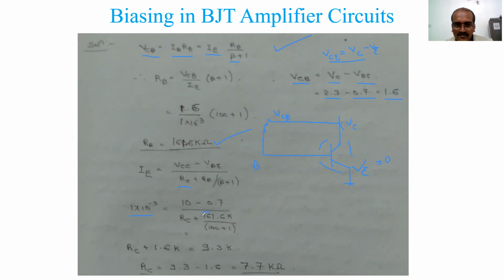If I calculate this factor first, I will get RC plus 1.6 kilo. This numerator I will take here, and 10 minus 0.7 is 9.3, and this 1 milli I will take in the denominator, so it will become 9.3 kilo. From this, RC is 9.3 minus 1.6, you will get 7.7 kilo. So in this circuit you have only two resistors, one is RC and one is RB. So the design is over.